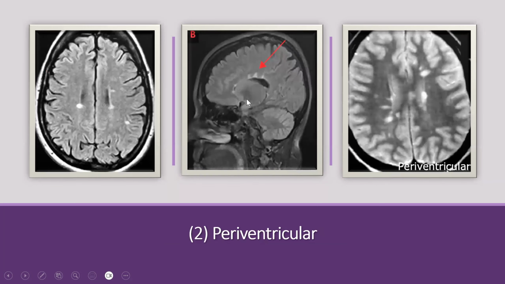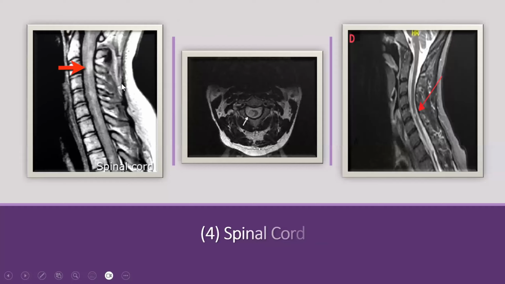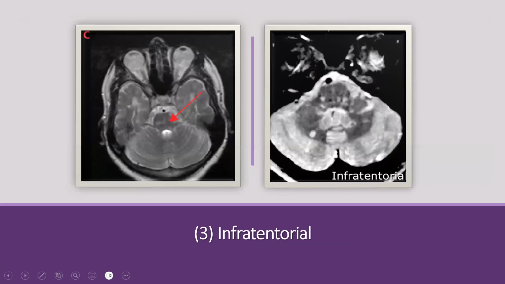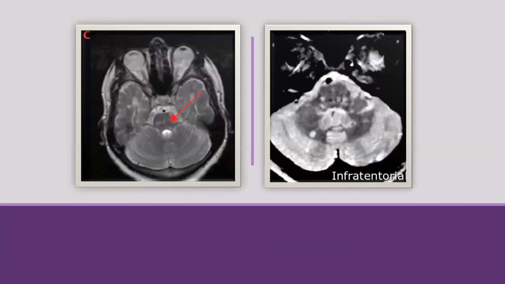We have the periventricular lesions, and this is what we call Dawson's fingers. We have infratentorial lesions, meaning in the brainstem or the cerebellum. And we have spinal cord lesions. So these are the four areas that we look for in dissemination in space, and the presence of at least one T2 lesion in two of these areas indicates dissemination in space.